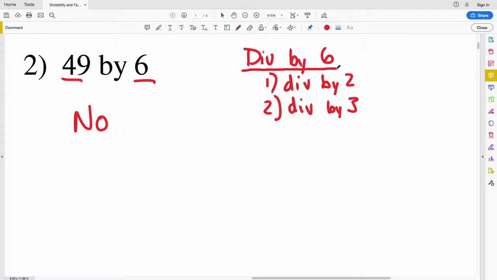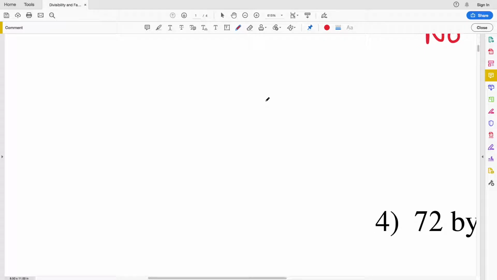In order for it to be divisible by 6, it has to be divisible by 2 and divisible by 3. And because it fails the first, we don't even need to check to make sure it's divisible by 3. So let's move on to number 3.